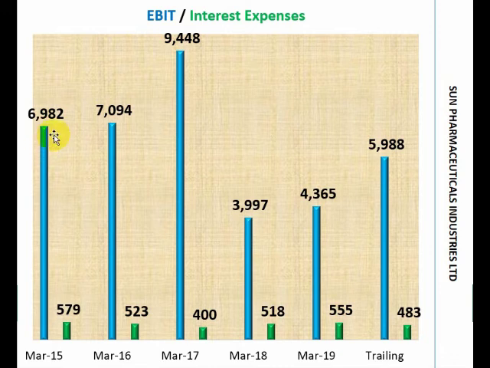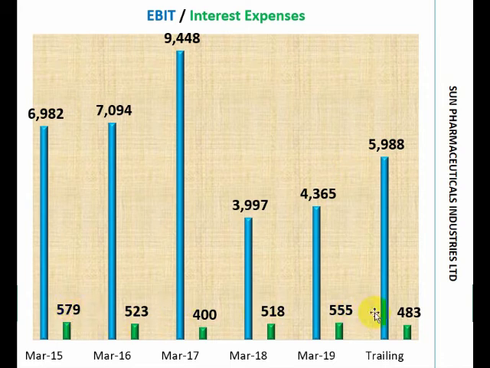So we can see that EBIT had been increasing in the first 3 years as we saw the sales increasing, and then there was in March 18 an abrupt drop in its EBIT, and now in the recent 12 months the EBIT is at around 5,988, which is even less than what it was in March 15. So EBIT trend has decreased, or the amount of profit the company has managed to generate over the years has in fact decreased.